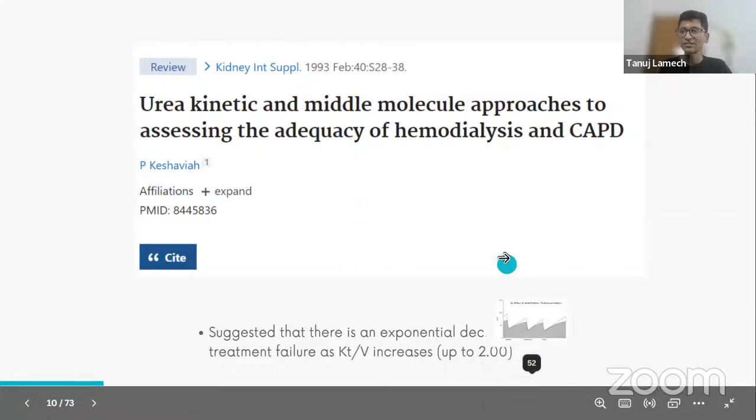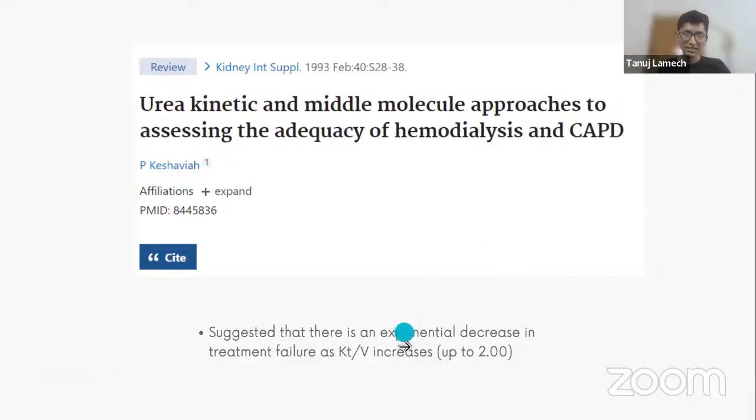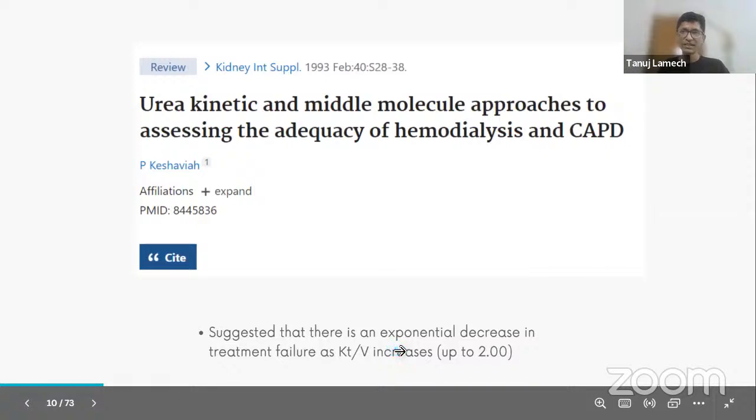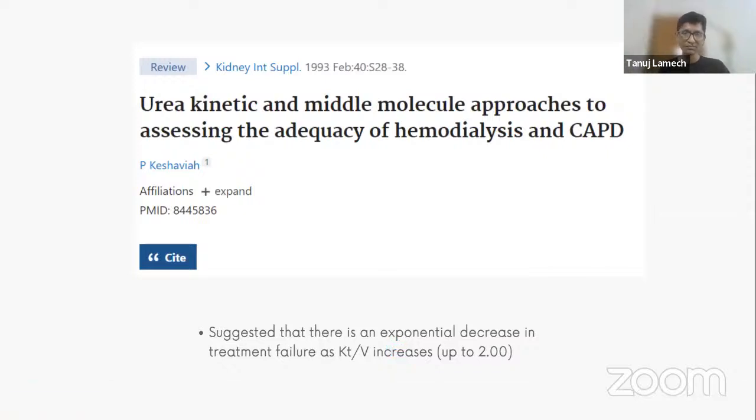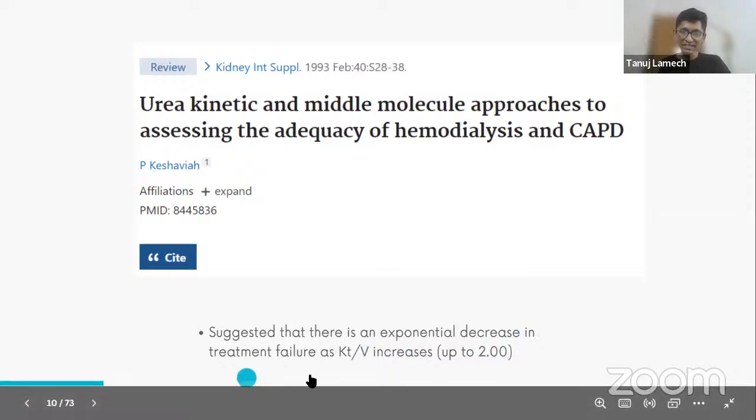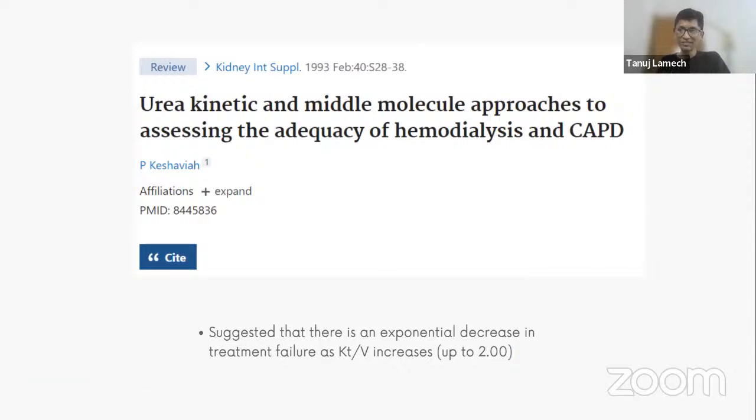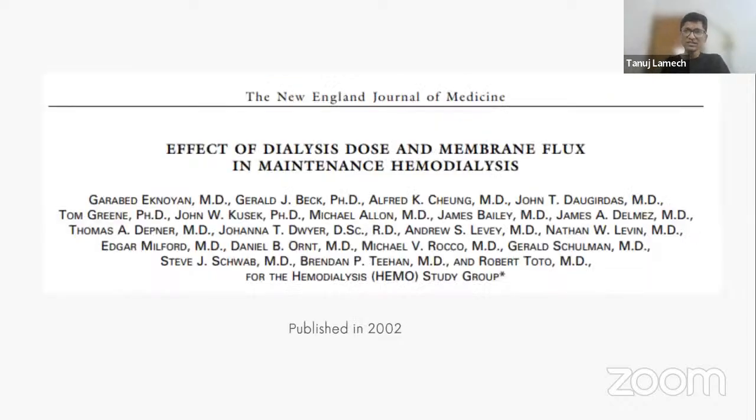So Gotch and Sargent, if you remember, they said more than 0.9, it doesn't matter. Everybody is okay. Here they said the more you go above 0.9 all the way up to 2, you get added benefit. So in fact, there's an exponential decrease in treatment failure as the KT over V increases all the way up to 2.0. So you'll find that they're both looking at the same data and they have reached two different conclusions. One is saying it doesn't matter if you go more than 1, it's all the same. The other guy is saying you should go all the way up to 2. So this obviously required that you need to do another trial.